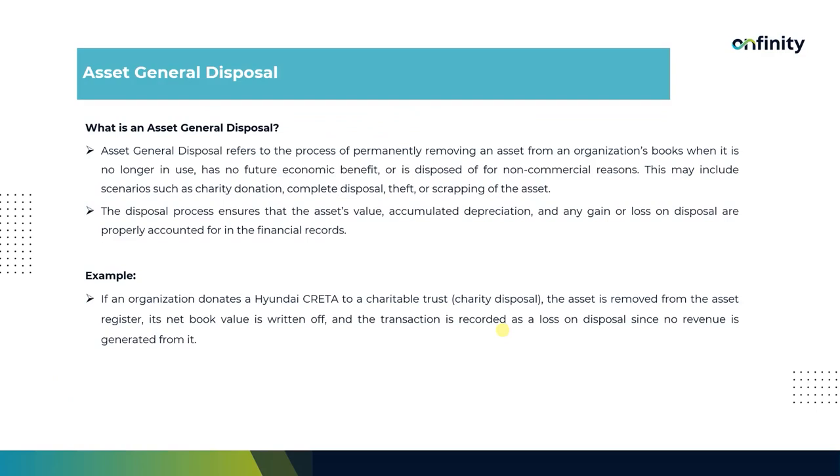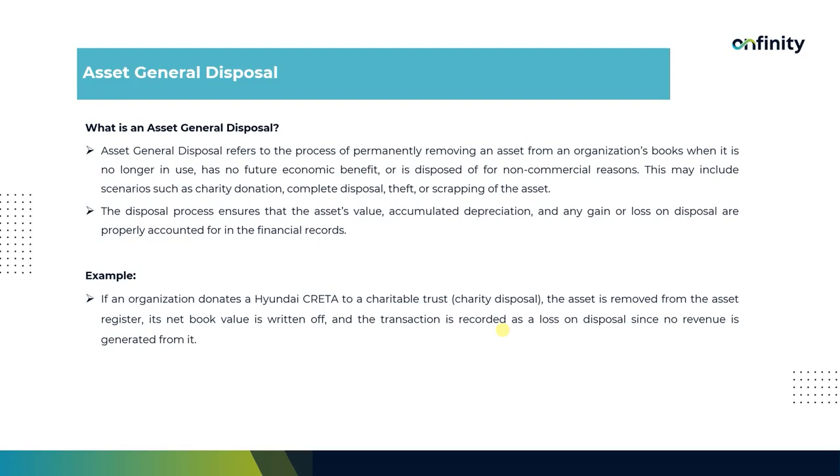relevant details. Asset General Disposal refers to the process of permanently removing an asset from an organization's books when it is no longer in use, has no future economic benefit, or is disposed for non-commercial reasons. This may include scenarios such as charity donation, complete disposal, theft, or scrapping of the asset. The disposal process ensures that the asset value, accumulated depreciation, and any gain or loss on disposal are properly accounted for in the financial records.